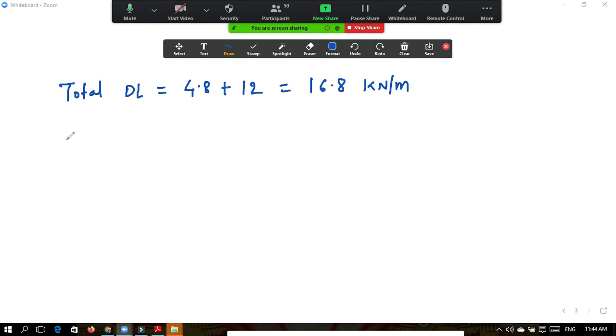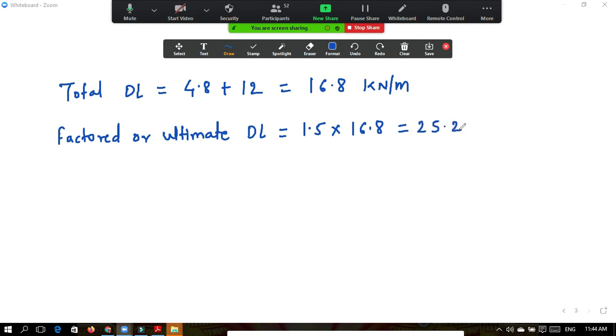So from the total dead load, we will calculate factored dead load. Factored, or this is nothing but ultimate dead load, which is equal to 1.5 into 16.8. What is the answer? 25.2. Okay, so the answer is 25.2 kilonewton per meter.